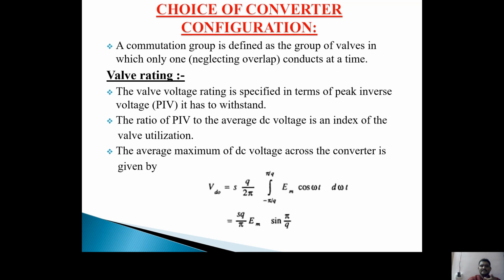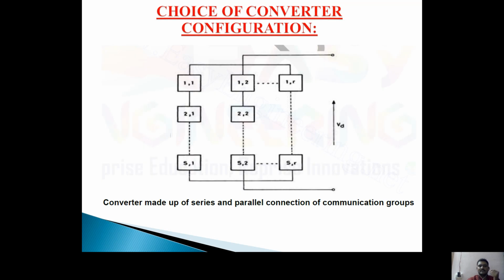A commutation group is defined as the group of valves in which only one conducts at a time, that is, neglecting the overlap. If only one valve is conducting at a time, it means there is neglecting of overlap. So for that I am taking this. Here the converter is made up of series and parallel connection of commutation groups.